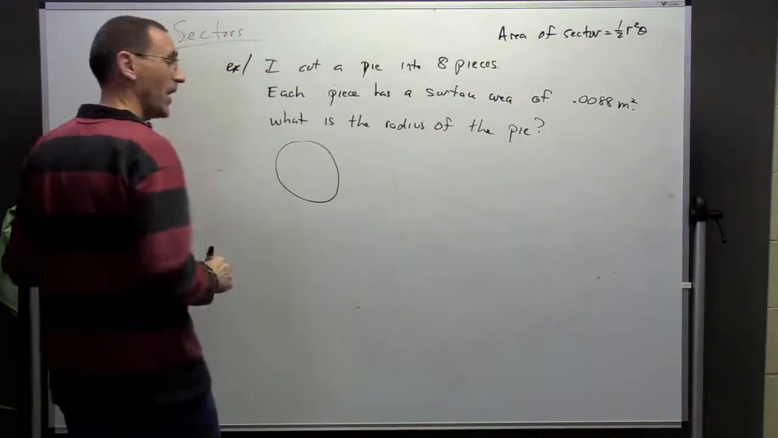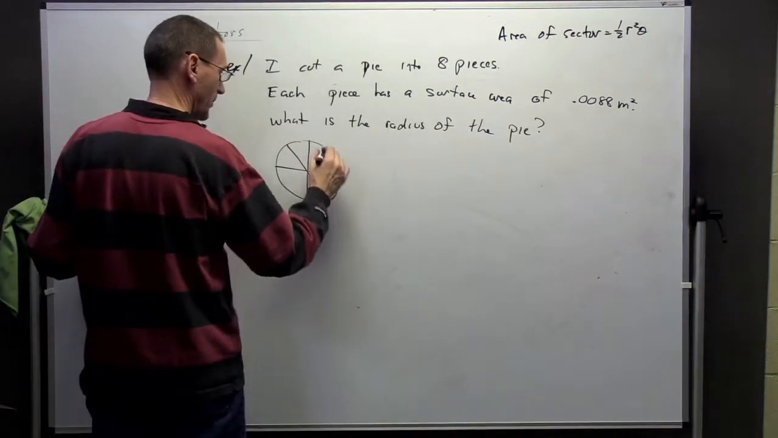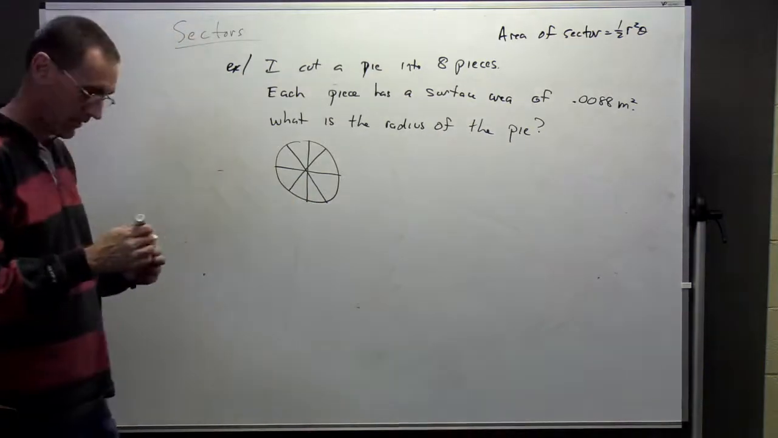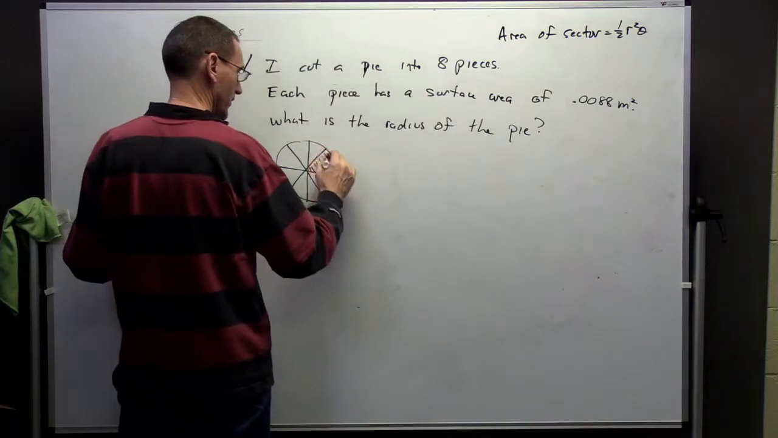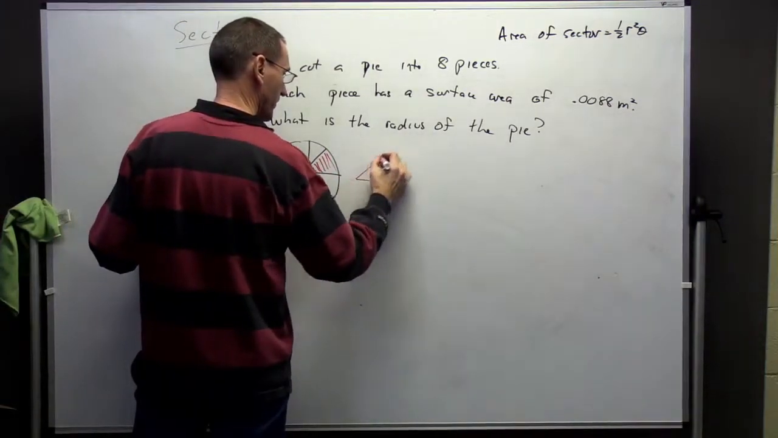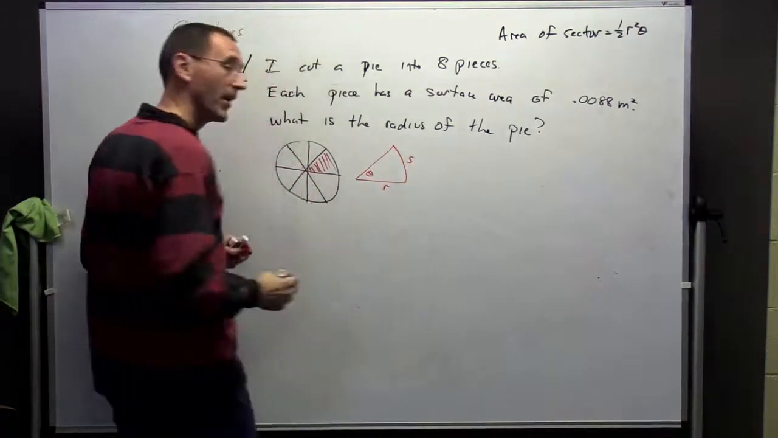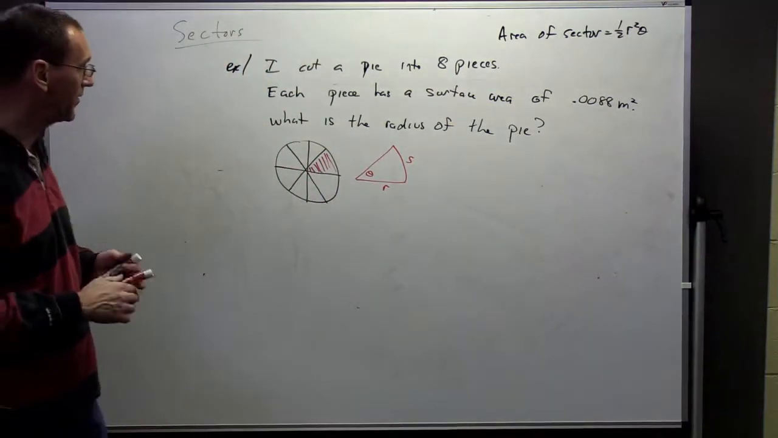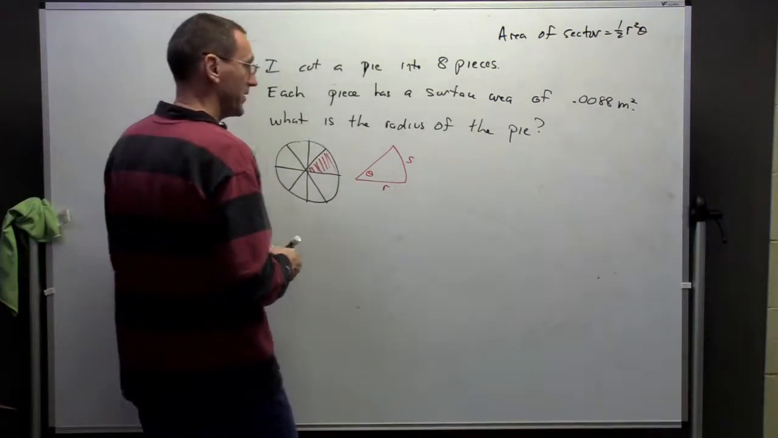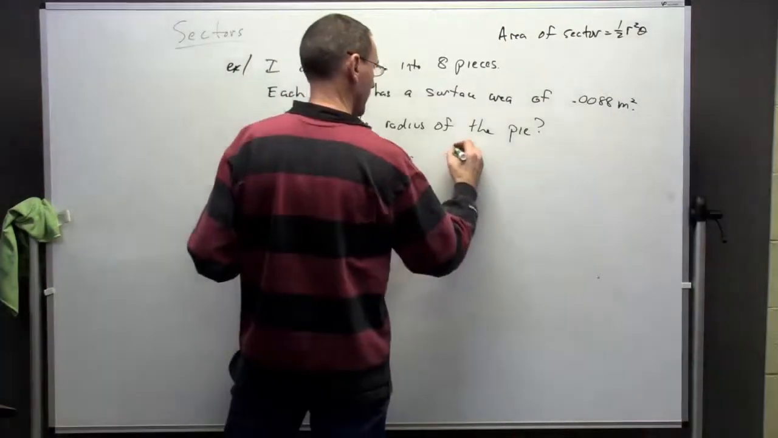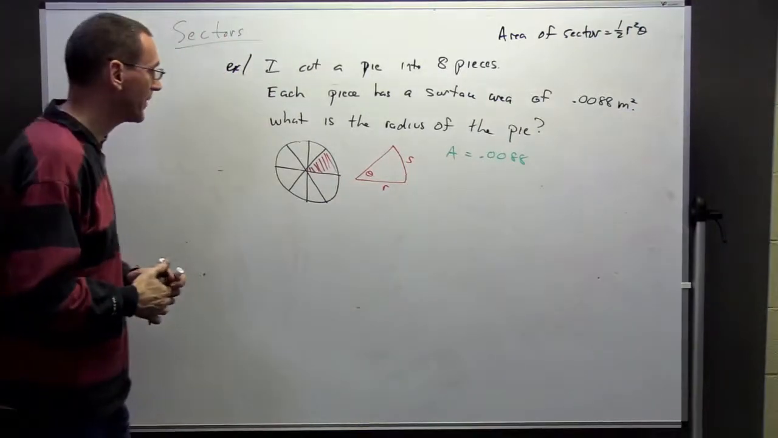So what do we have? We've got our pie. I'm going to break it up into 8 pieces. Okay. If I just focus on one piece of this pie, I have some angle theta there, r, and the edge, or the length of the crust on the outside edge, is going to be s. So let's see, I have the area. I know what that is.